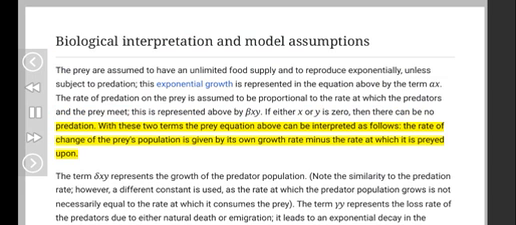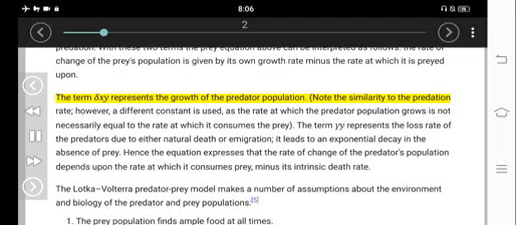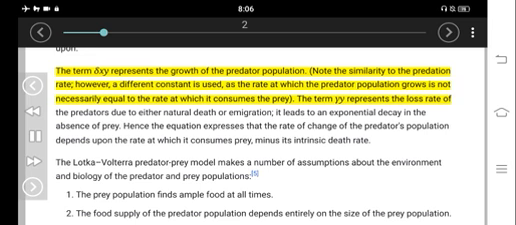With these two terms, the prey equation above can be interpreted as follows. The rate of change of the prey's population is given by its own growth rate minus the rate at which it is preyed upon. The term delta xy represents the growth of the predator population. Note the similarity to the predation rate. However, a different constant is used, as the rate at which the predator population grows is not necessarily equal to the rate at which it consumes the prey.